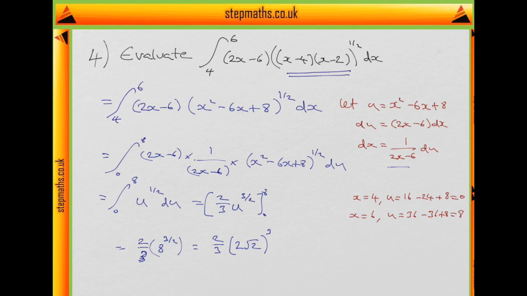2 cubed is 8 times 2, so we get 16 over 3. Root 2 cubed is going to give you root 2 squared, 2 times root 2. So we're going to get 2 times 8 over 3 times 2 root 2, which simplifies very nicely to give us 32 root 2 over 3.